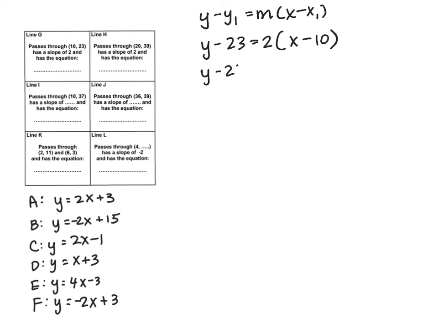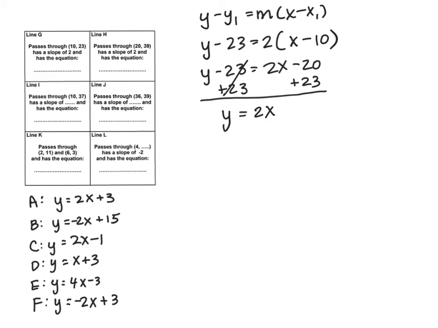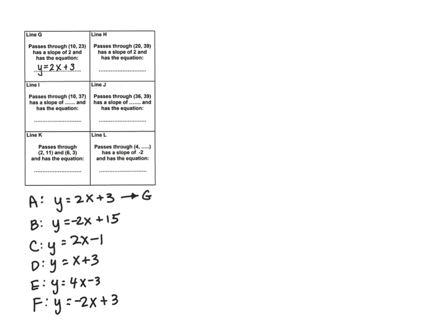Now we have to distribute the 2. So 2 times x is 2x, and 2 times negative 10 is negative 20. Last step, I need to add the inverse in order to isolate the y, because slope-intercept form has to have the y isolated. Those cancel out. 2x. All right, negative 20 plus 23 gives you plus 3. This was for card G. Now, if we look at our choices on the left, we'll see that we matched it with A. So A and G would have to go together. And you'll see I've recorded the equation on the card itself.